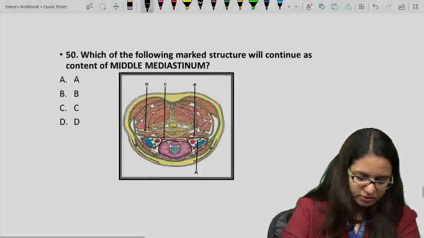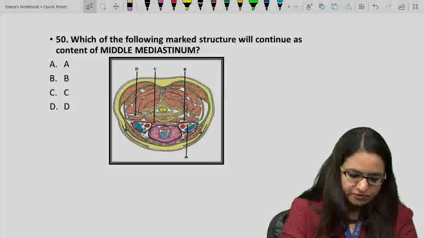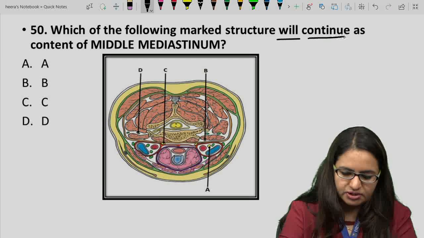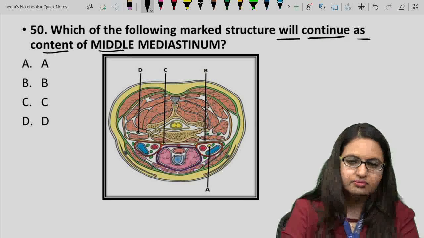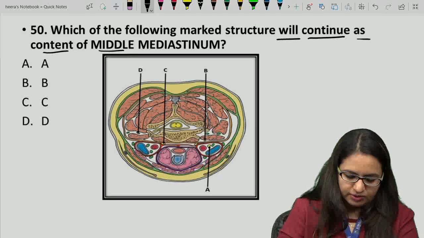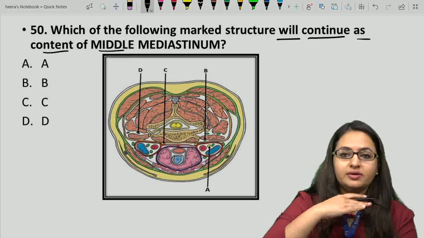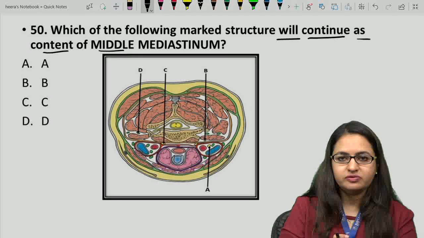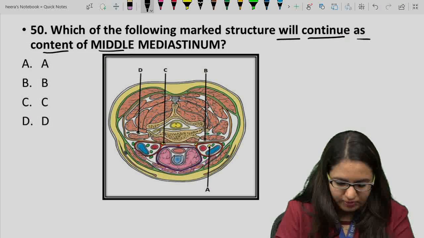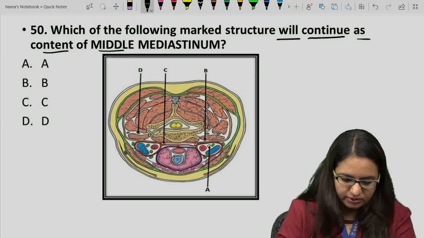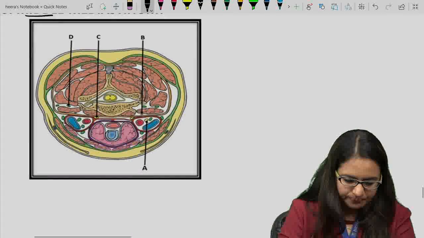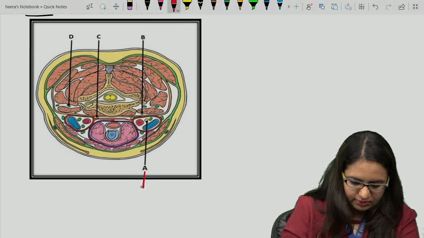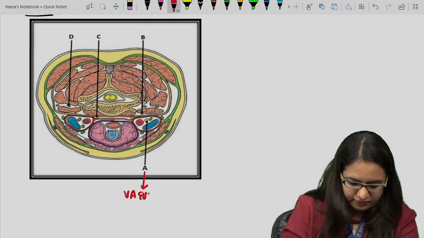The next question, question number 50, says which of the following marked structures will continue as content of the middle mediastinum. Now this section is through the neck over here, and we can visualize the various layers of the deep fascia in this. If you see the structures which are marked over here, the structure A is within the carotid sheath. This structure is the vagus nerve.